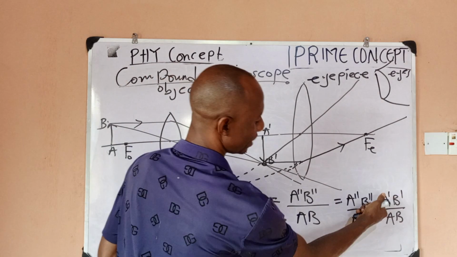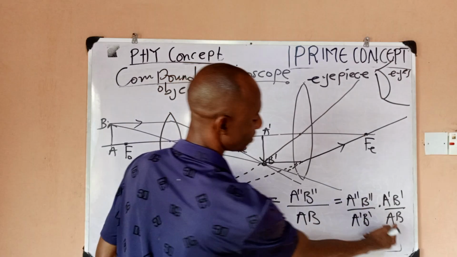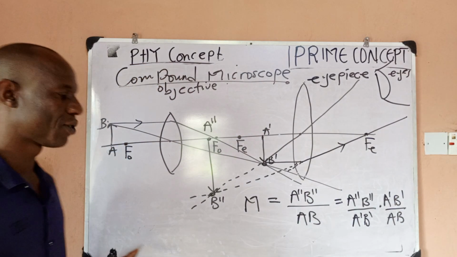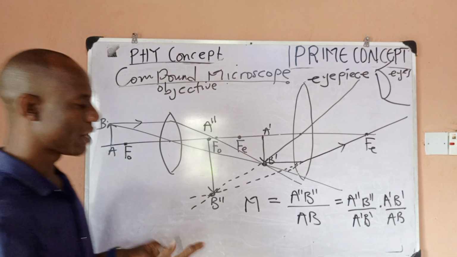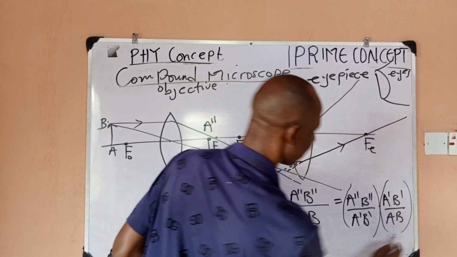So that if this cancels this, you still get a prime prime b prime prime divided by ab. So it means that relationship is true. Now, if that is the case, let's consider this relationship separately like this.